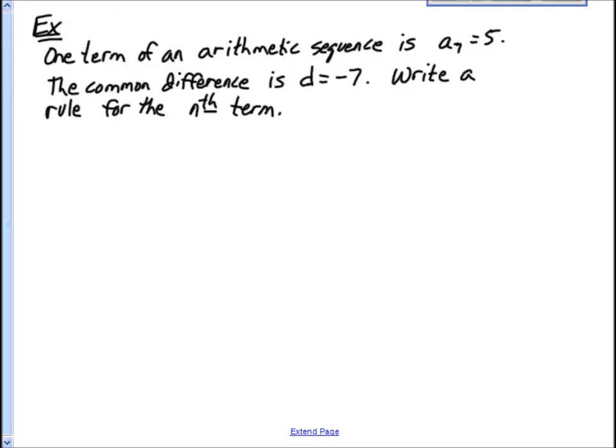All right, let's look at the next example here. We got one term of an arithmetic sequence. We got the seventh term is 5. We know our common difference is -7. Write a rule for the nth term.